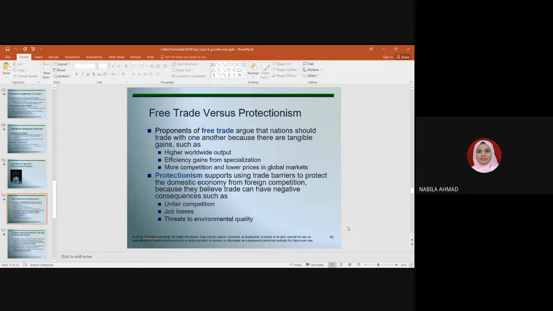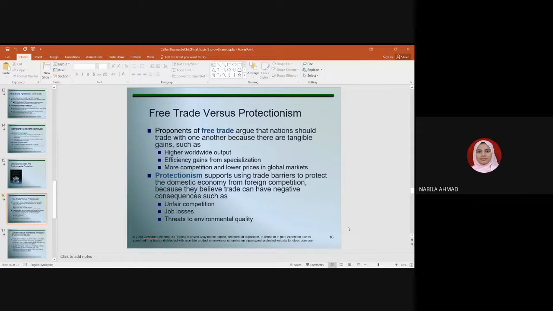Negara yang tidak ada resources tersebut, dia memerlukan resources, dengan adanya free trade dia mendapat resources tersebut. Ya. And more competition and lower prices in global market. So banyaklah, macam kita ada political stability, and then greater consumer choice and so on. Ini adalah among the benefit of free trade. And proponent of protectionism pula berkata, trade barrier to protect the domestic economy from foreign competition. Kenapa? Sebab we believe that trade can have negative consequence.